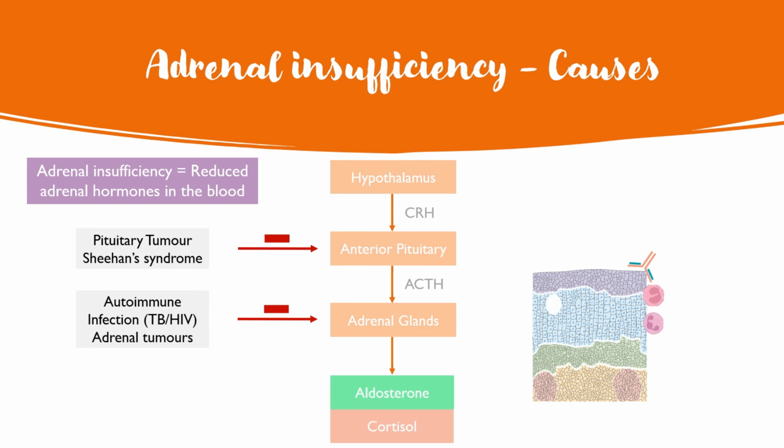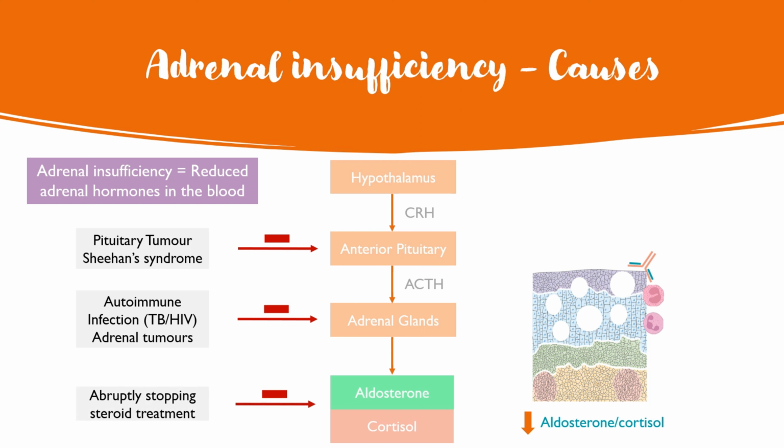And just to show how this works, either autoimmune factors or infection results in the layers of the adrenal glands being affected. And note how the topmost layers, the zona glomerulosa and the zona fasciculata, are most likely to be affected as they're near the top. And this results in a decreased aldosterone and cortisol output. Finally, abruptly stopping steroid treatment can also have an impact on these hormones.